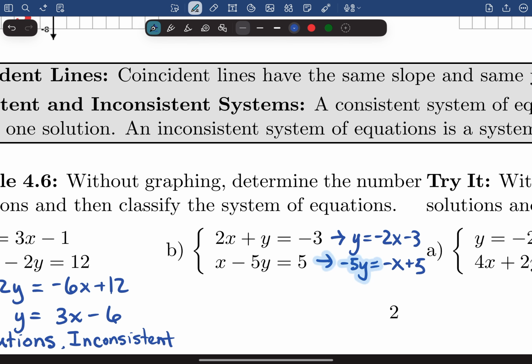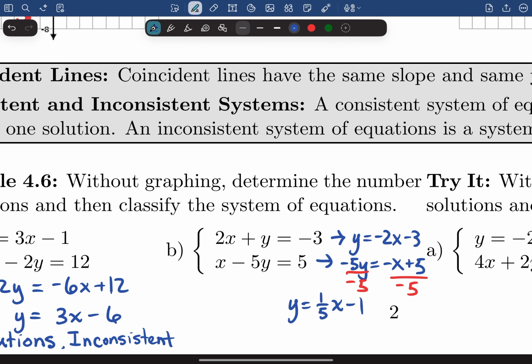What have I done? I've subtracted x from the left-hand side to the right-hand side of the equation. And now I need to divide by negative 5 on both sides. And I'm going to clean it up, okay? And I'll get y equals 1/5 x minus 1. Great.